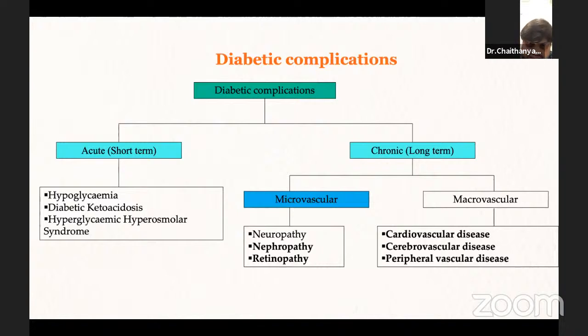If they're affecting the nerves, it is called neuropathy. If they're affecting the kidney, it is called nephropathy. If they're affecting the eyes, it is called retinopathy. And if the large blood vessels are affected, it is called macrovascular, like the blood vessels in the heart, cardiovascular, in the brain, cerebrovascular, and in the lower limbs, peripheral vascular. So first, let us finish off the microvascular. Next slide.